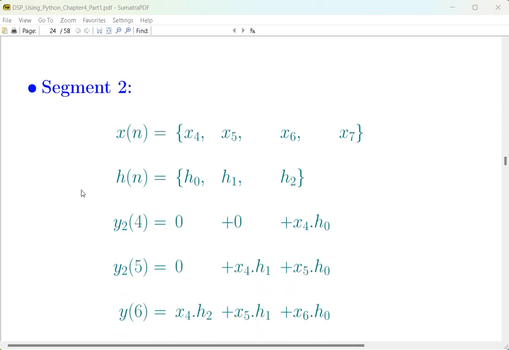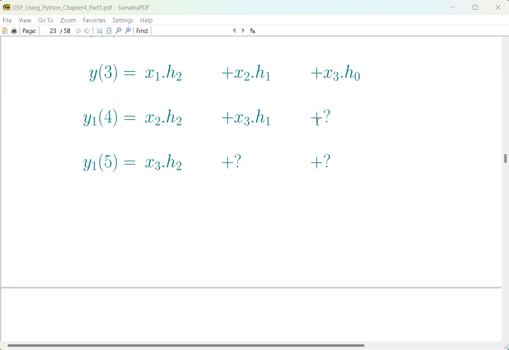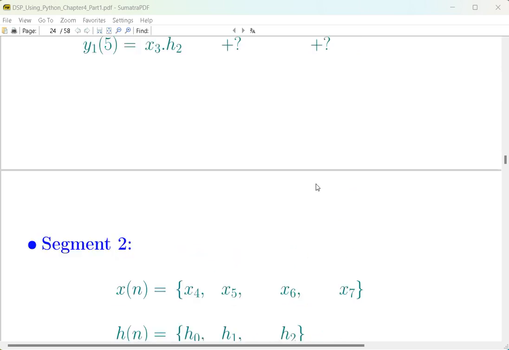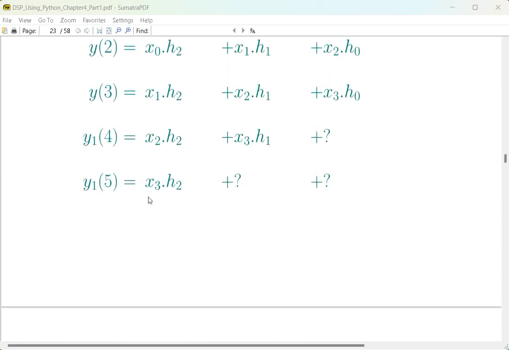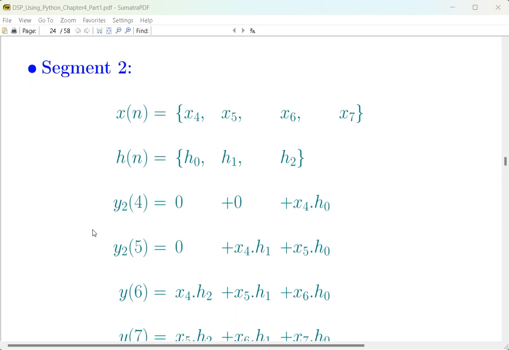Now the second segment has just appeared. x4, x5, x6, x7. Again, impulse response. So here, y2 of 4 will be 0 plus 0 plus x4 h0. So y2 carries the missing information related to y1 of 4. If we overlap y1 of 4 with y2 of 4 and add the results, the correct y of 4 will appear. That's the philosophy of the method we are just defining.